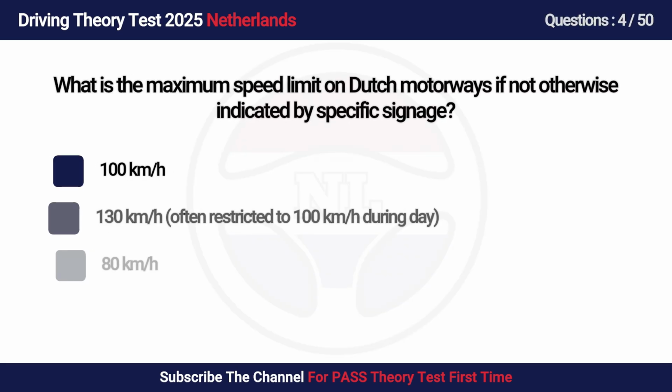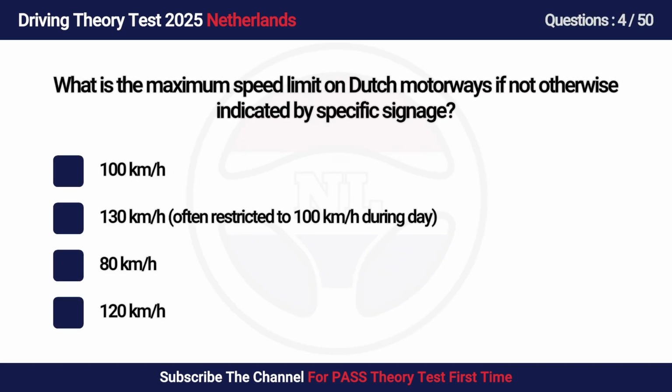Question 4. What is the maximum speed limit on Dutch motorways if not otherwise indicated by specific signage? A. 100 km per hour. B. 130 km per hour, often restricted to 100 km per hour during the day. C. 80 km per hour. D. 120 km per hour.